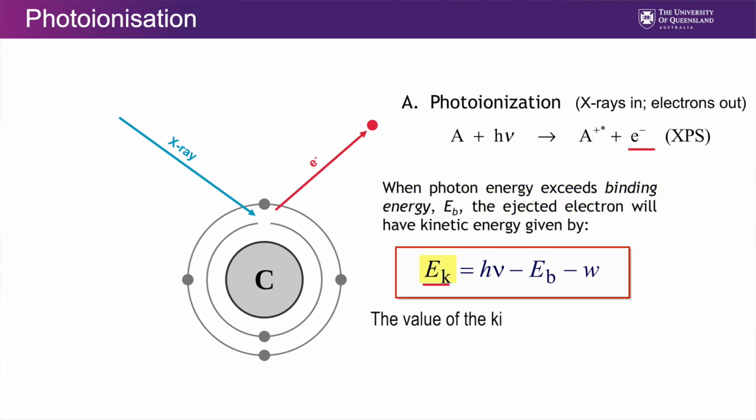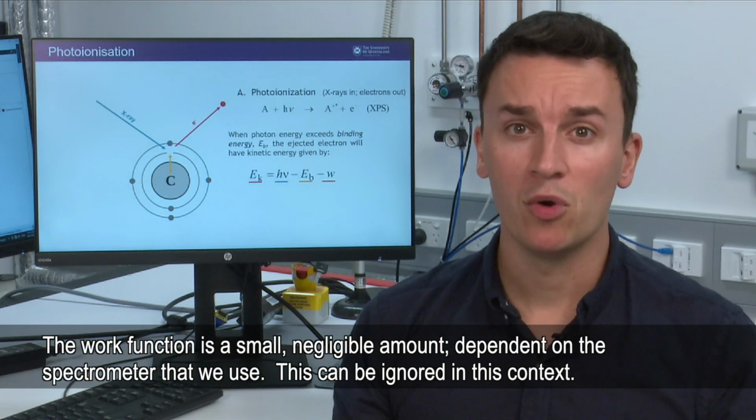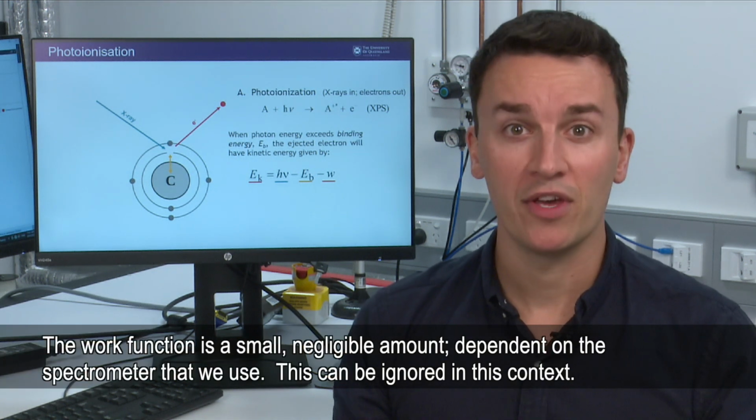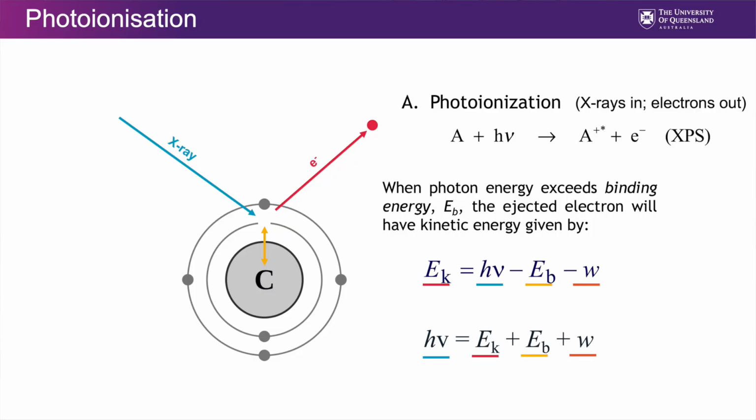The value of the kinetic energy is equal to the energy of the X-ray that goes in, minus the binding energy, EB, minus the work function. The work function is a very small, negligible amount. It just depends on the spectrometer that we use, so we can ignore it in this context. So we can rearrange that, so we can see that the X-ray energy, hν, is equal to the kinetic energy of the electron plus the binding energy of the electron plus the work function.